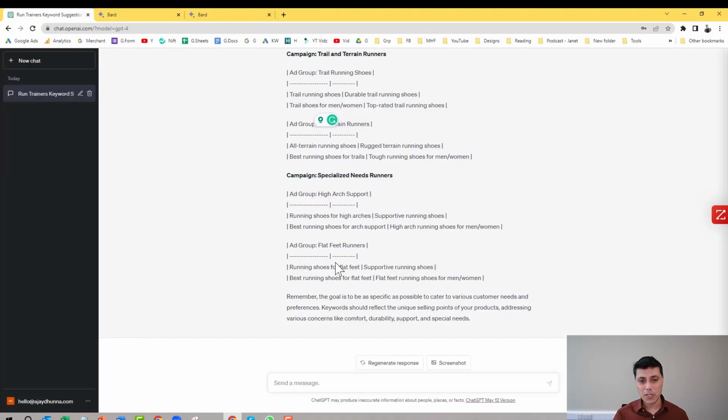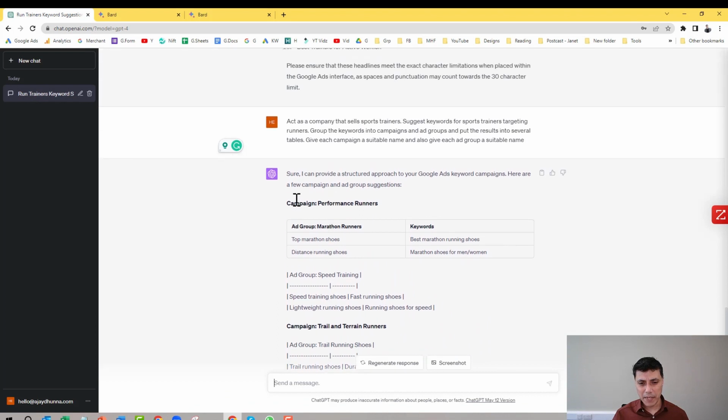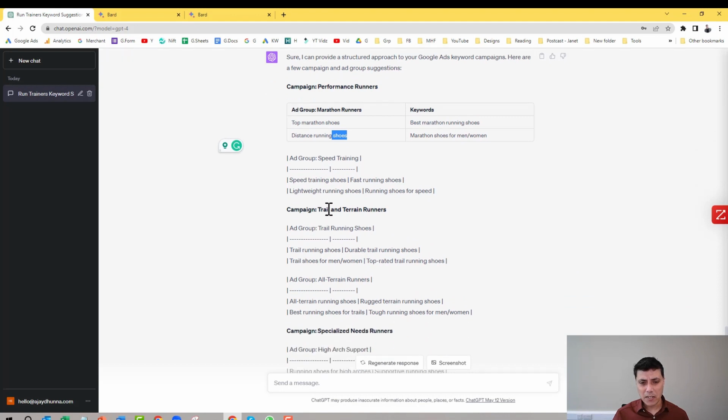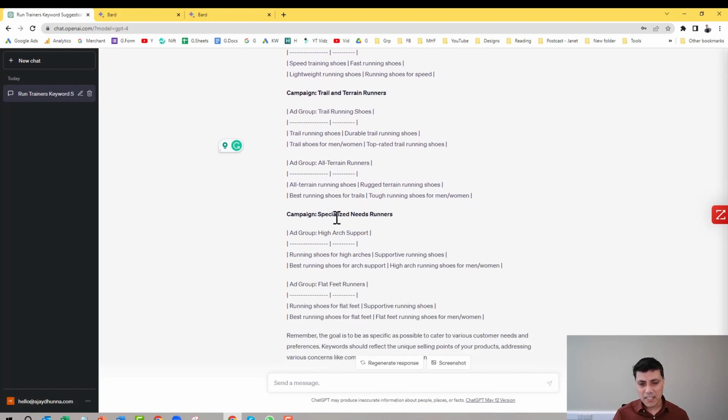So in this case, what ChatGPT has done is that it's given me a campaign name, performance runners, and then it's given me an ad group. It's given me an ad group name like marathon runners, and it's put keywords in there. I'm not sure why it's put them into four different cells like this, but it's good. Ad group speed training. I'm not sure why that's not in a table. See, the first one's in a table, the second one's not. Campaign, trail and terrain runners, ad group. It seems to have got a little bit mixed up there, but the general structure seems to be pretty good.